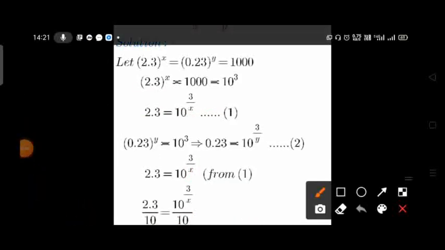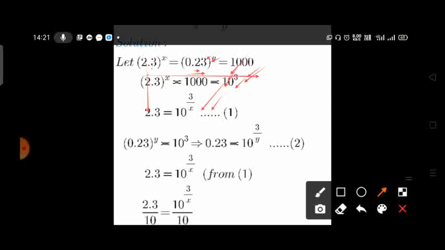Okay, our next sum is: if 2.3 whole power x is equal to 0.23 whole power y is equal to 1000 is the condition given. Once again, 2.3 whole power x is equal to 0.23 whole power y is equal to 1000. 1000 means 10 cube. Already we know 10 into 10 into 10 we get 1000. So here we have taken the first step.